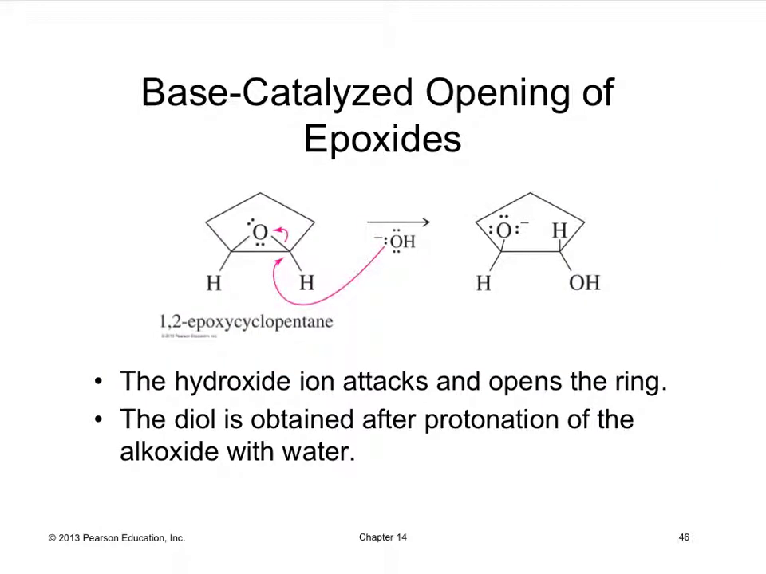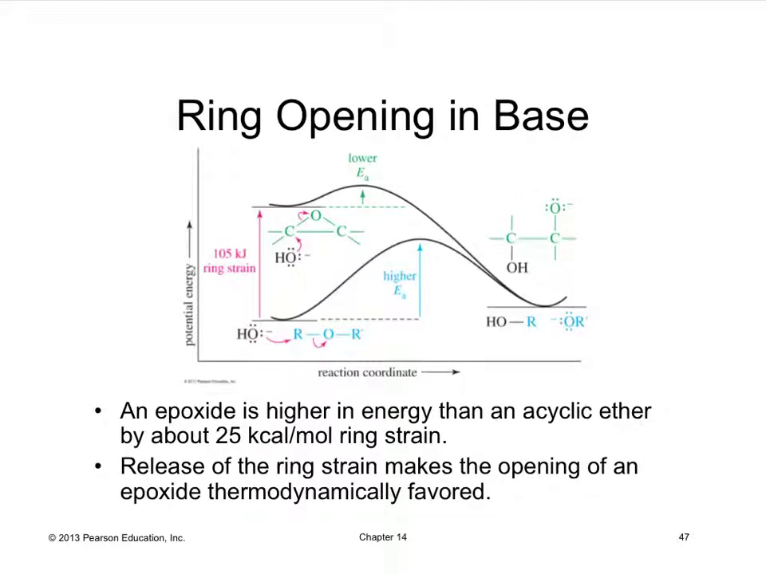For base-catalyzed openings of epoxides, instead of protonating, the base comes in, attacks, and opens the ring. So now you have an alkoxide. The diol is obtained after you protonate this alkoxide with water.